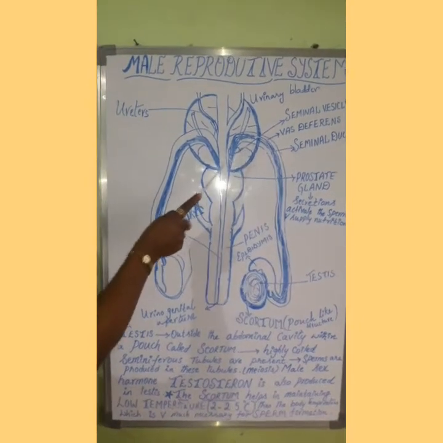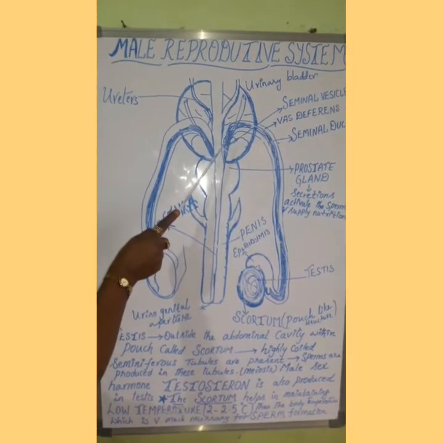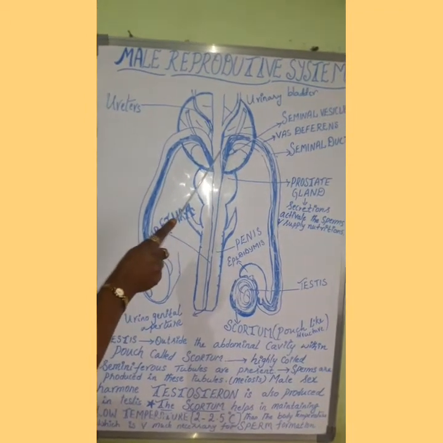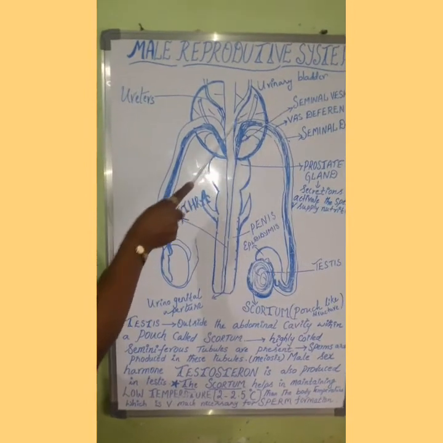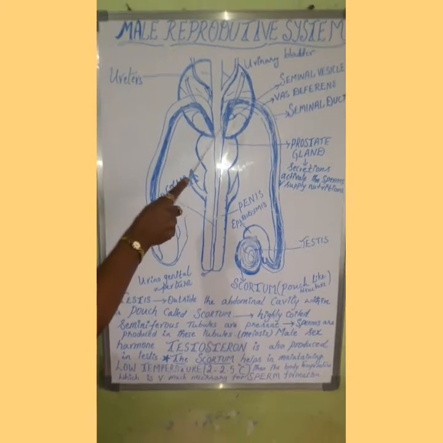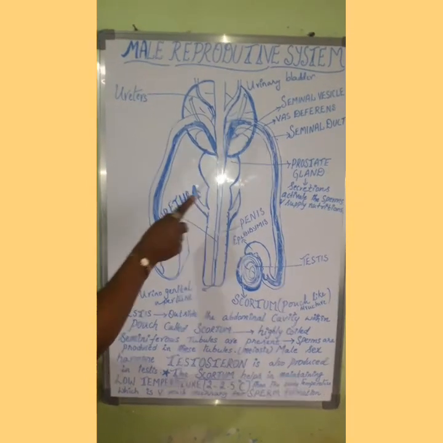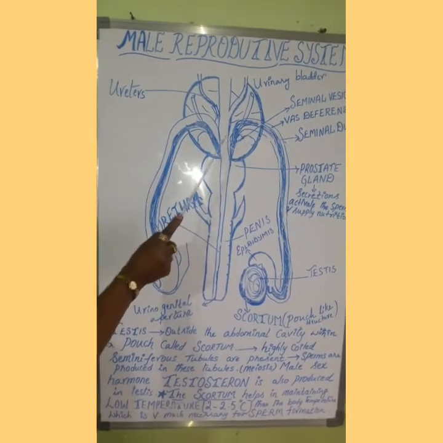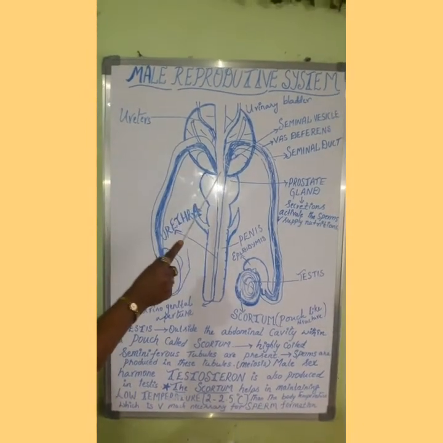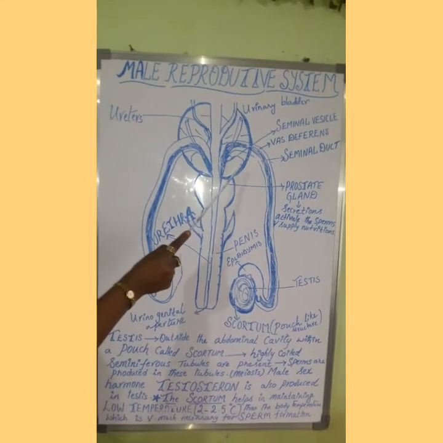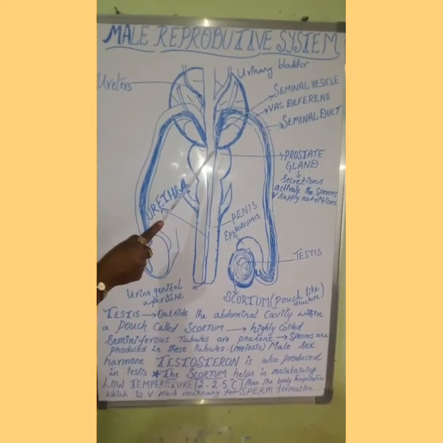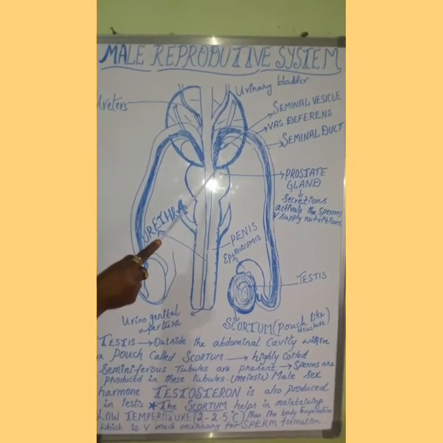Now let us see the duct that arises from the seminal vesicle. It joins the vas deferens and continues as the ejaculatory duct. There are two ejaculatory ducts which join at the center of the prostate gland and open into the urethra.